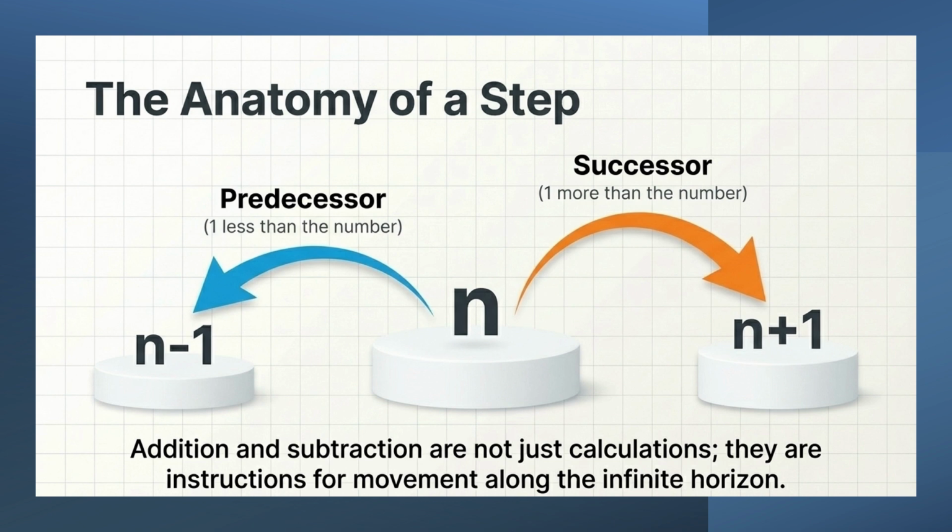And this is the predecessor, which means it is one less than the number. Successor is one more than the number, which means if n is the number, then you can say that the successor is n plus 1, the number added with 1, and the predecessor can be told as the number subtracted by 1.